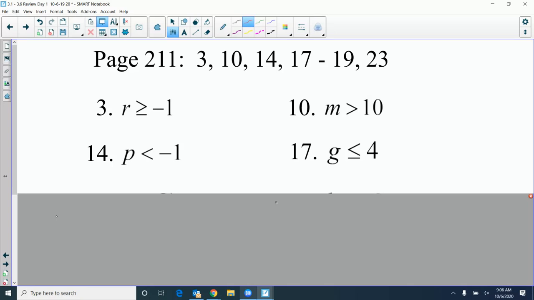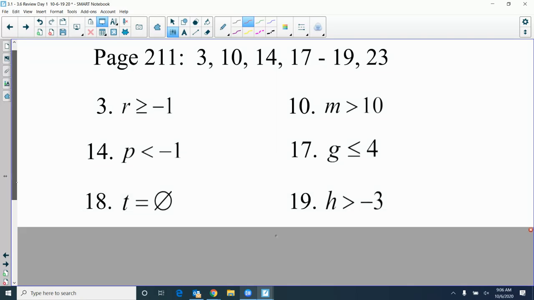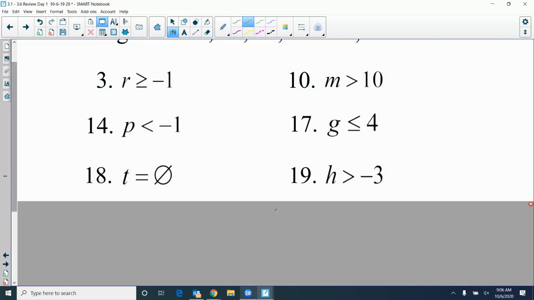18. That means no solution. That is one of those cases where the variables drop out. You did not get a true statement. And then 19. Okay, I got H is greater than -3. H is greater than -3. And then what was the last one?